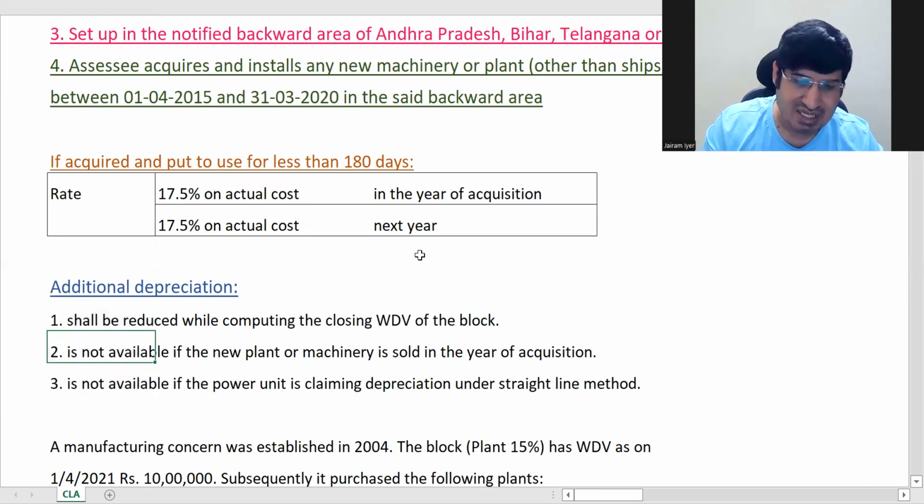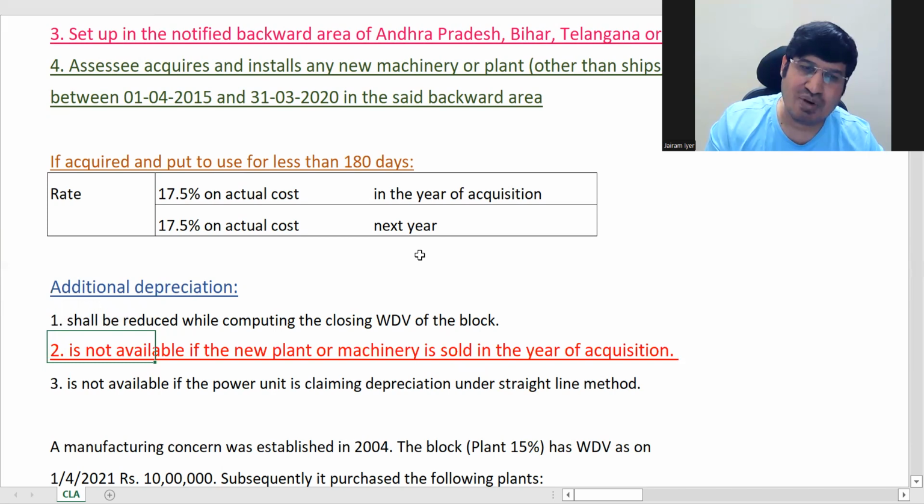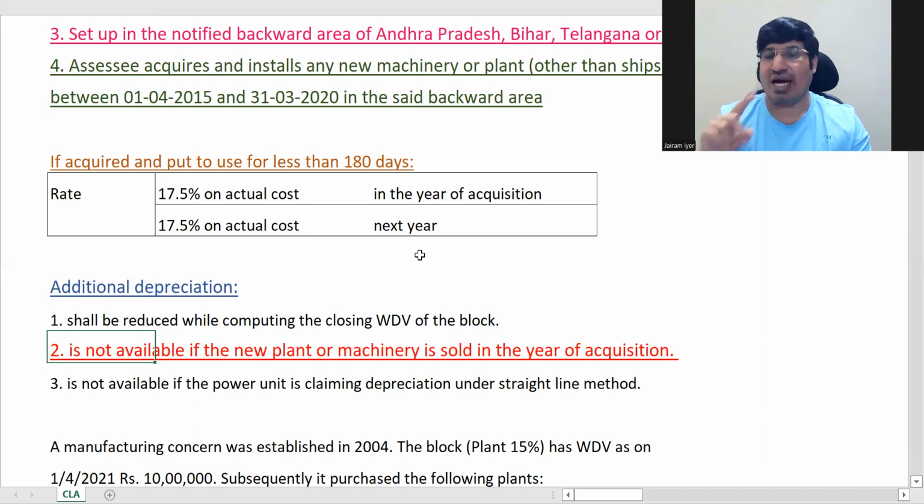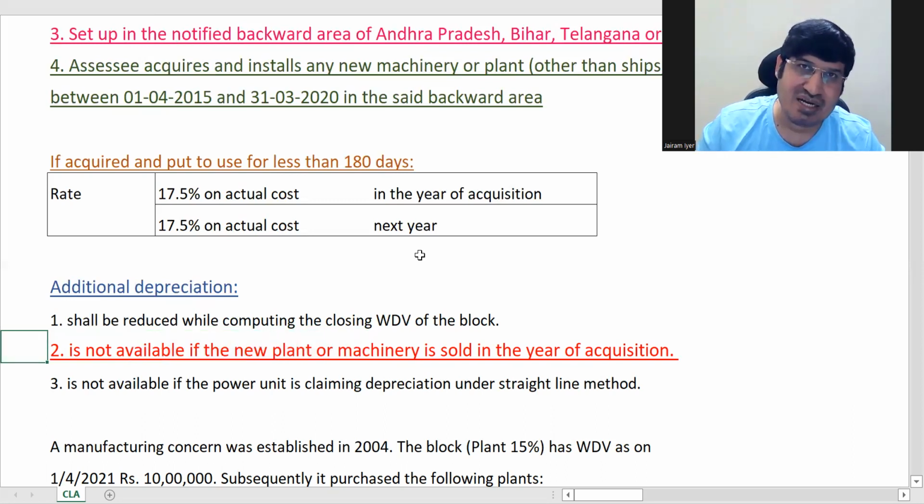Just one point to remember. It's not available if new plant and machinery is sold in the year of acquisition. You purchased and sold it in the same year, then it is not applicable. Because in the format, that will come in the sales point. You add your actual cost of asset purchased, and then you deduct sales value of asset. So there it will go directly into sales value. You will not compute depreciation of that if that asset is not there at the end of the previous year.